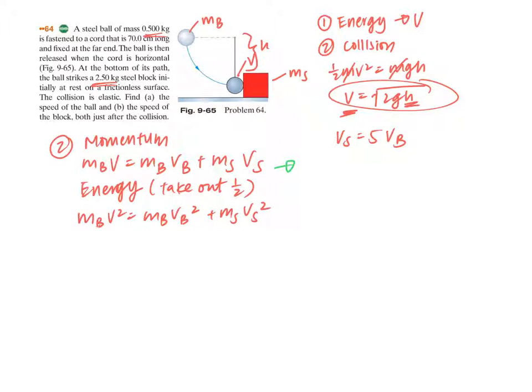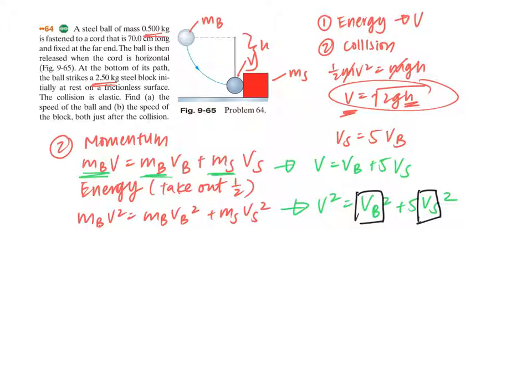So I'm going to simplify my equations even more. I'm going to just take out the mb in all of these. I'm just going to divide everything by mb. So it's going to be v equals vb plus 5vs. And for this one, it's going to be v squared equals vb squared plus 5vs squared. And then my question is, how am I going to find vb and vs? So now it's just algebra from here on.